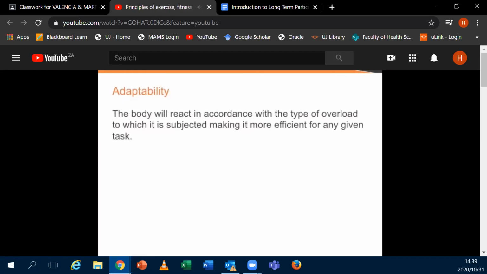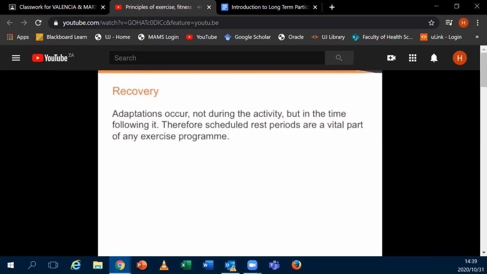Adaptability. The body will react in accordance with the type of overload to which it is subjected, making it more efficient for any given task. Recovery. Adaptations occur not during the activity, but in the time following it. Therefore, scheduled rest periods are a vital part of any exercise program.